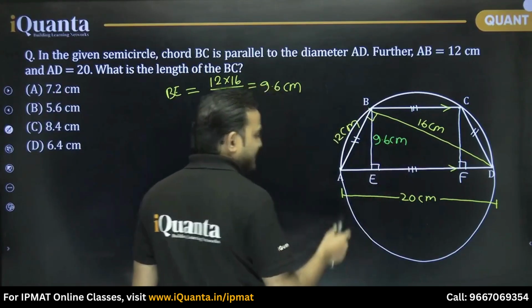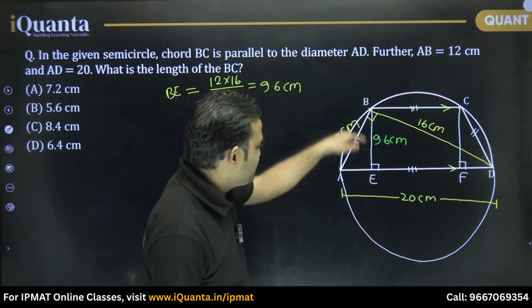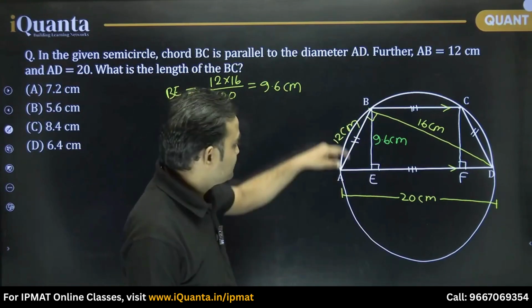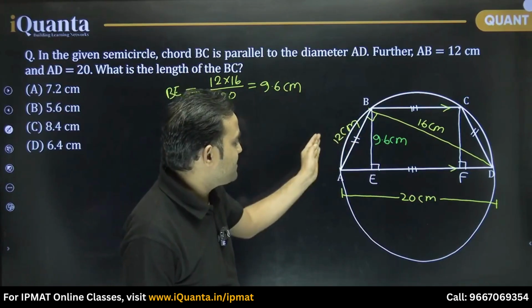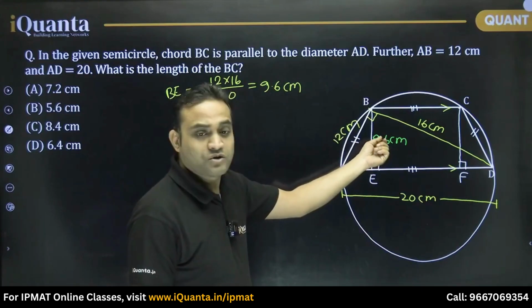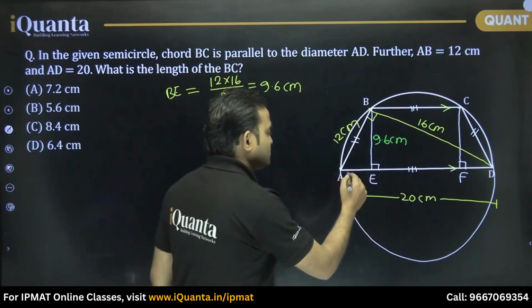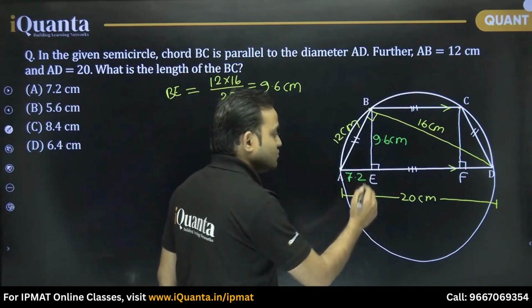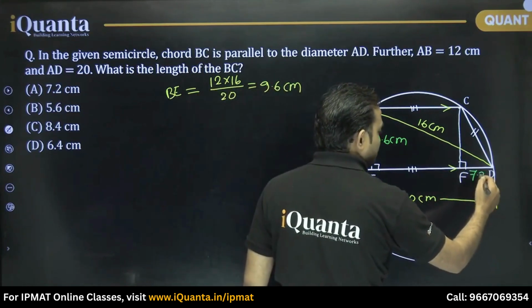Now can I say AE? How can I find AE? Triangle ABE is also a right angle triangle. The ratio of AB and BE is 5 is to 4. So AB is 2.4 into 5, which is 12, and BE is 2.4 into 4. So AE will be 2.4 into 3, so this AE will be 7.2. And similarly, FD will also be 7.2.